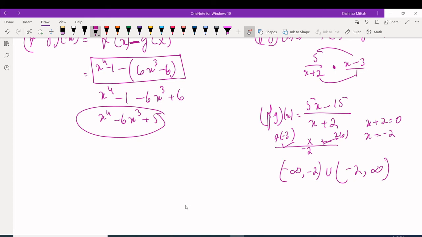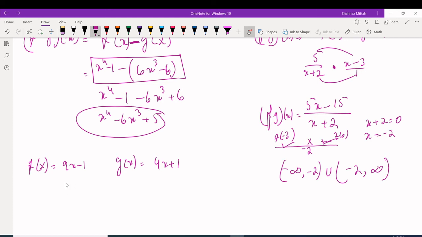Now the same goes for division. If you are dividing these functions, for example, I have f of x equal 9x minus 1 and I have g of x which is 4x plus 1.